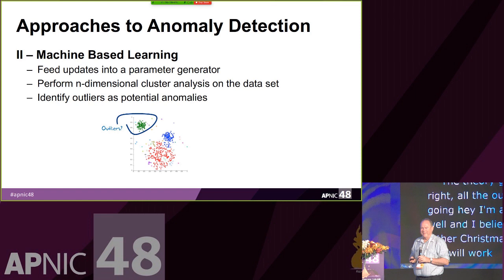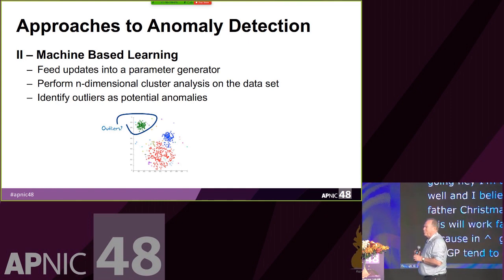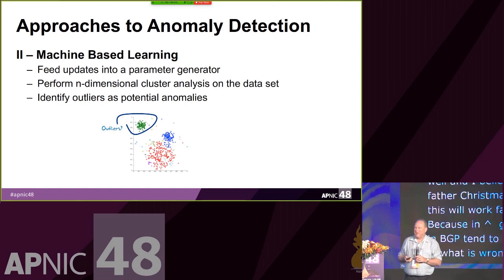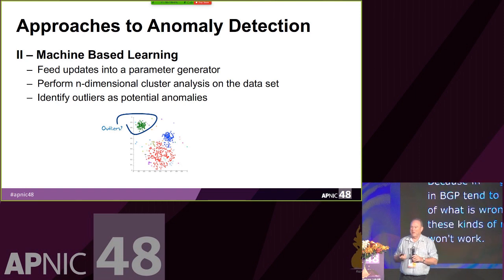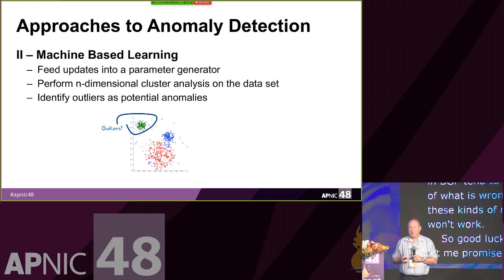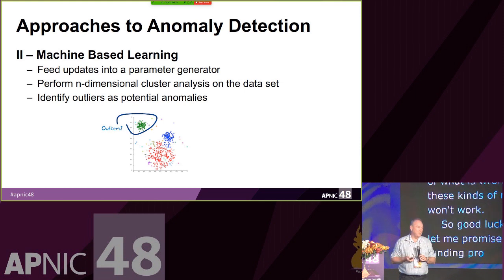It won't, will it? Because in general, what's normal and what's odd in BGP tend to cluster together. And the subtleties of what is wrong are often so subtle that any of these kinds of machine learning techniques just won't work. So, you know, good luck to you, and you will get funding. Let me promise you, those are very good keywords in a funding proposal, but if you actually want something useful, I'm not a big fan.